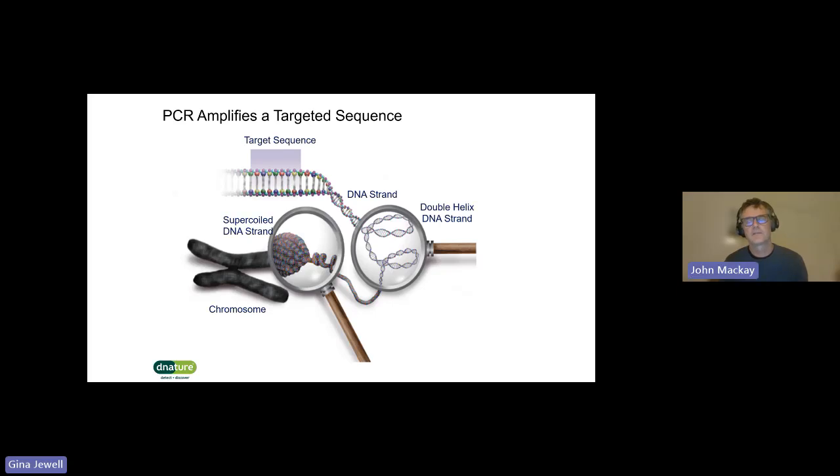And so what PCR is doing here is, you can see the famous double helix. I don't know if my pointer is going to work, but you can see the famous double helix. If we unwind that, we'll get this ladder shape at the top there, marked target sequence. So if we go to the next slide.